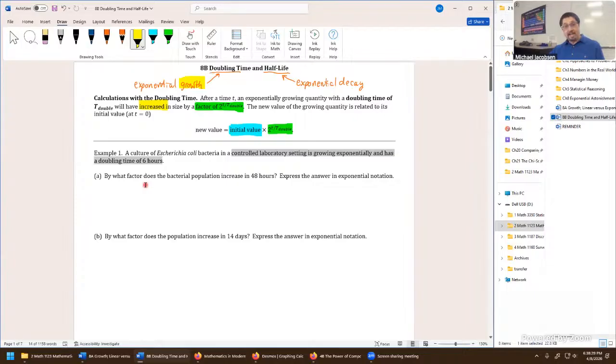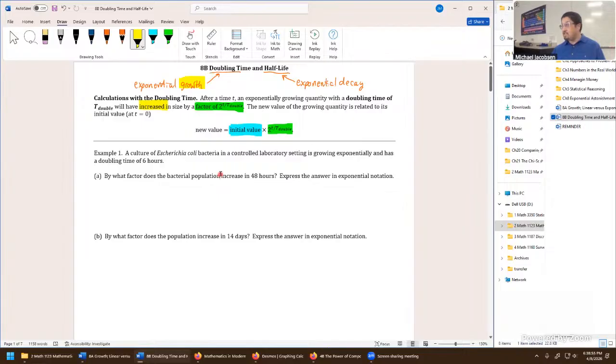These questions are kind of tricky in a certain sense. We're not always looking for a new value. Depends on what the question is really asking us to do in MyLab. Sometimes the whole question is about the factor that it increases by, and that's it. Other times it's both the factor and the new value, so we have to be really critical when we read the questions to figure out which part we are even using in the formula here.